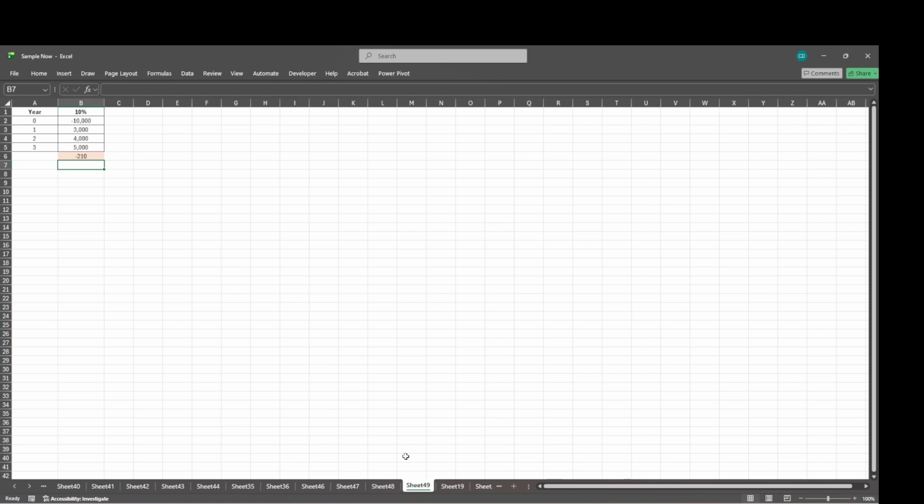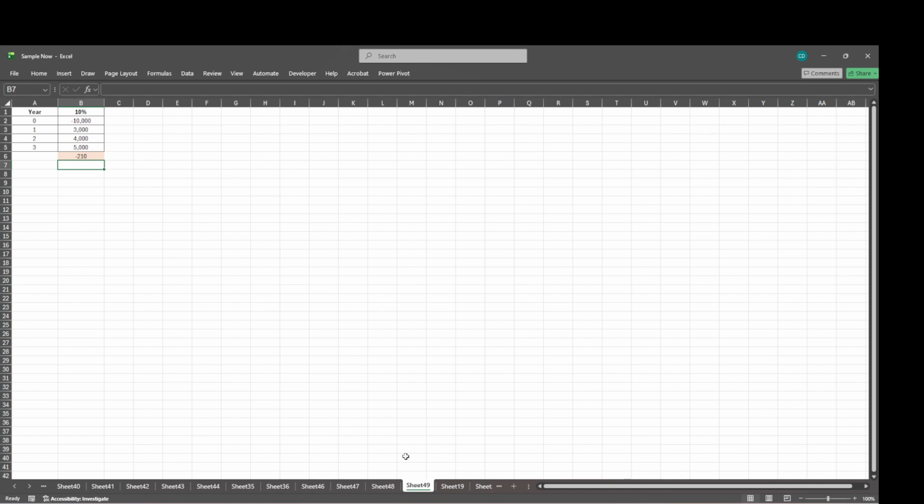The main idea behind NPV is that money received in the future is not worth as much as money you have today because of factors like inflation, risk, and the opportunity to invest that money elsewhere. Excel makes this process much easier by providing a built-in NPV function.